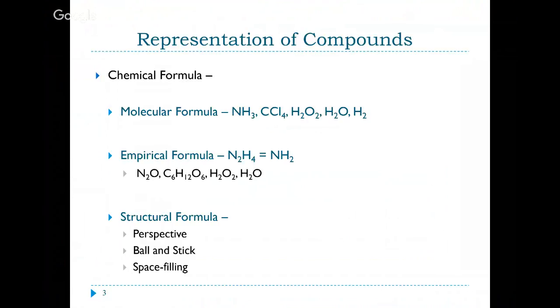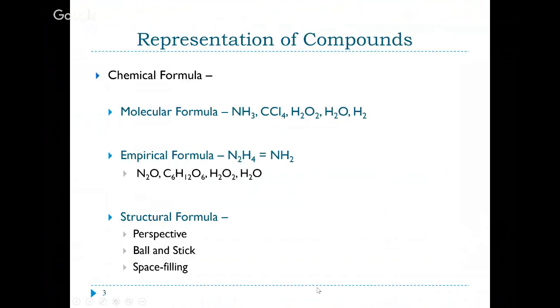So your molecular formula is your true formula for a particular compound. So this is how this exists. It's NH3. There are 3 hydrogens for every 1 nitrogen. Carbon tetrachloride, 4 chlorines for 1 carbon, hydrogen peroxide, water, hydrogen. So this is how the molecules actually exist.